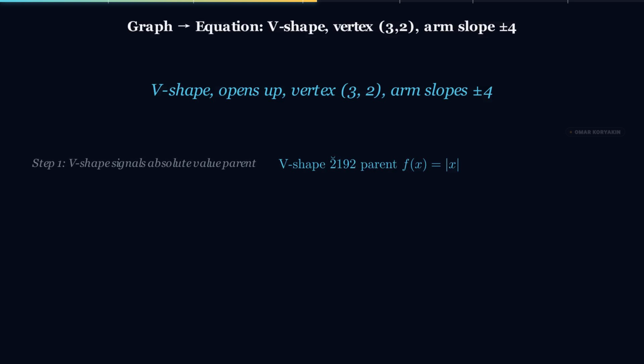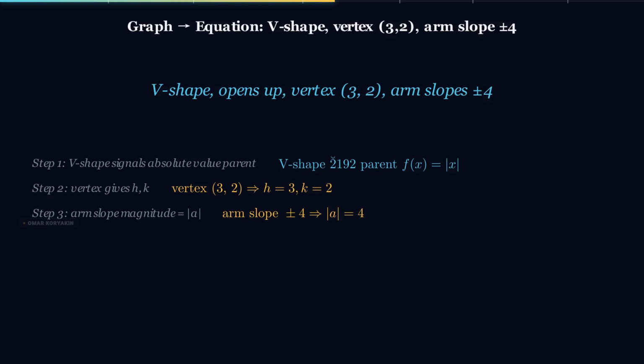Step 1. Identify the parent function from the shape of the graph. A V-shape opening upward indicates an absolute value function, so the parent is f of x equals absolute value of x. Step 2. Identify the parameters from the graph features. The vertex is at 3, 2, so h equals 3 and k equals 2. The arm slopes are plus and minus 4, indicating a vertical stretch by factor 4. The V opens upward, so a is positive, so a equals 4.